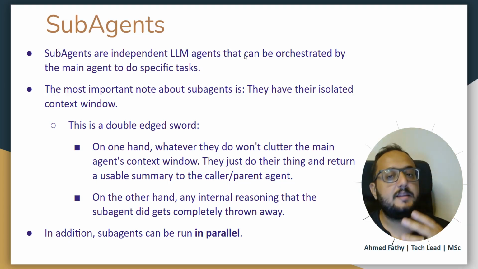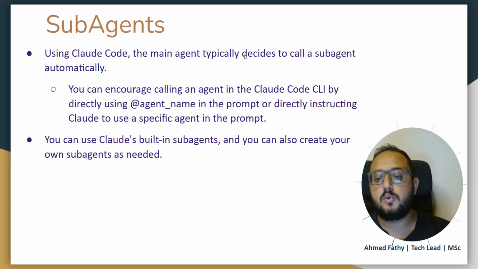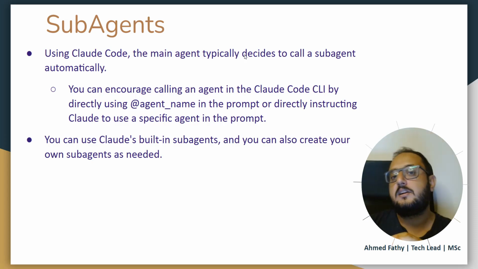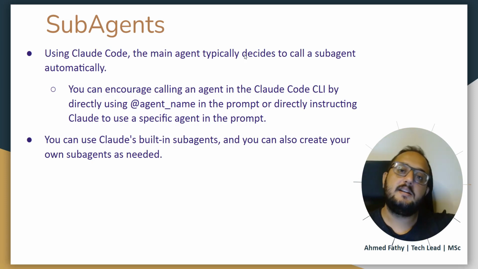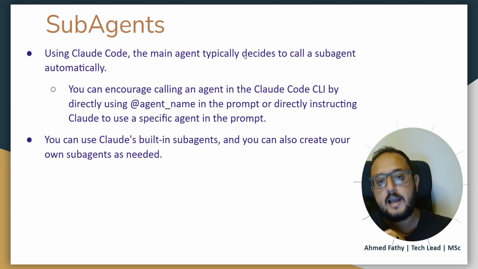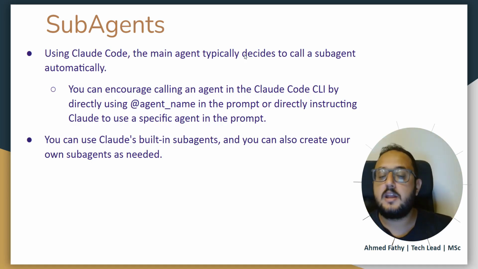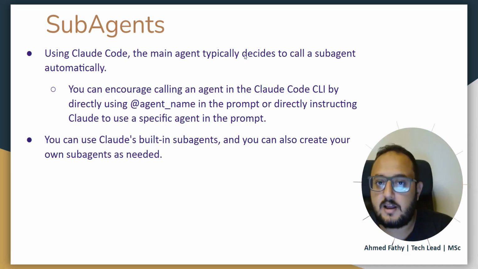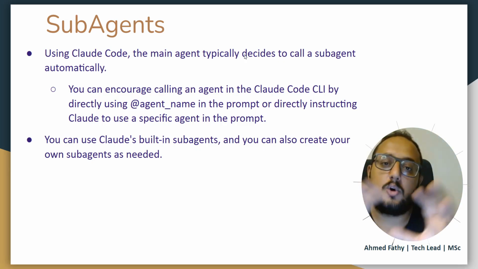In addition, sub-agents can be run in parallel. Using Claude Code, the main agent typically decides to call a sub-agent automatically. Contrast that with using LangGraph, for example, where you create your own graph or your own workflow, and you can decide that if you go from this node to that node, this other node has some sort of sub-agent, right? So you actually create the low-level graph in a sense. In Claude Code, you can do something like this. If you have multiple different API calls, you can create your own thing.